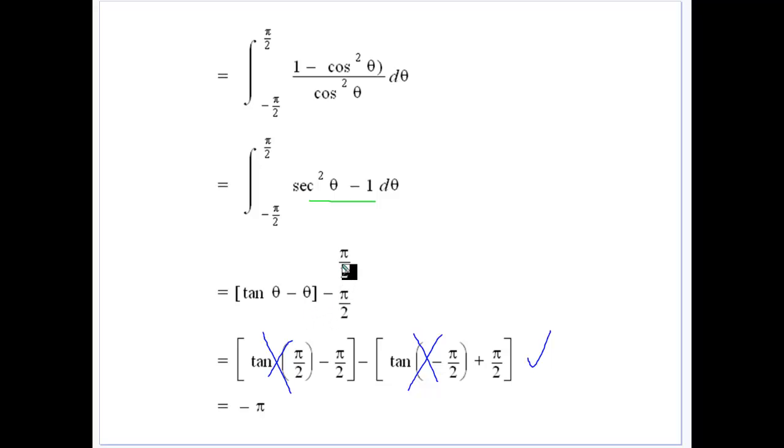Between minus pi on 2 and pi on 2, we substitute it in. We get tan of pi on 2 and tan of minus pi on 2, which would be minus tan of pi on 2, and the minus there, they'll start to cancel all out. And we get the minus pi on 2 plus the minus pi on 2, which gives us minus pi.